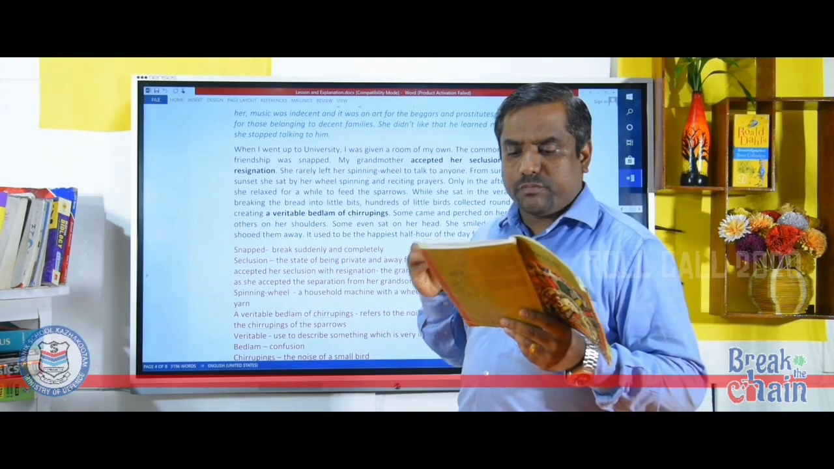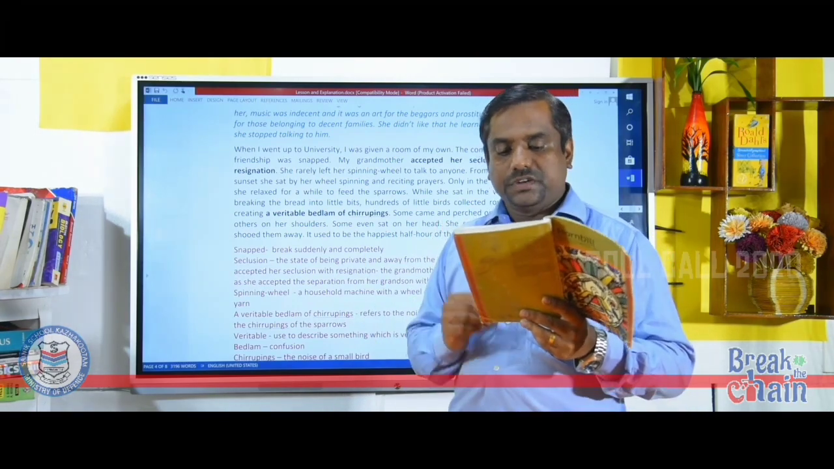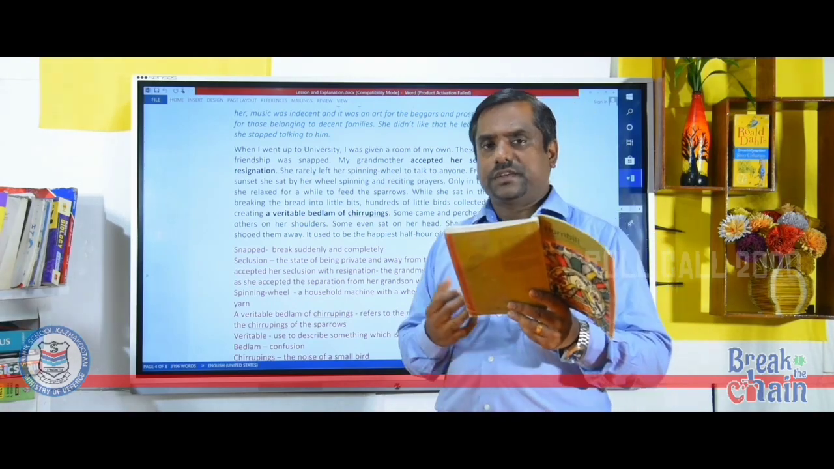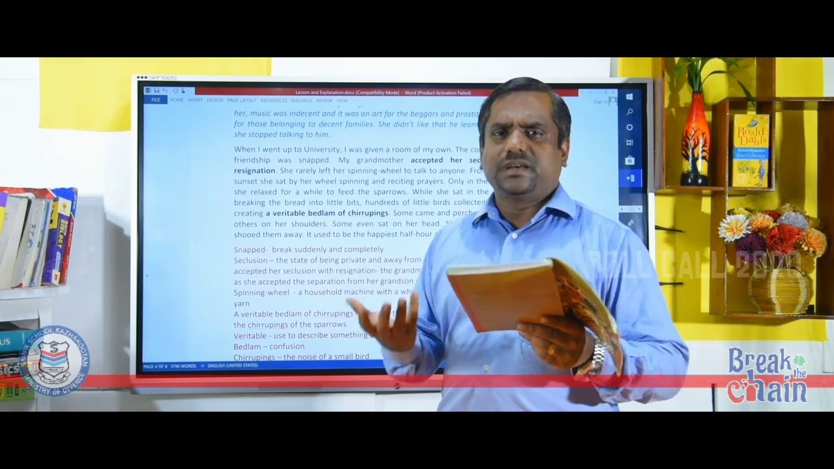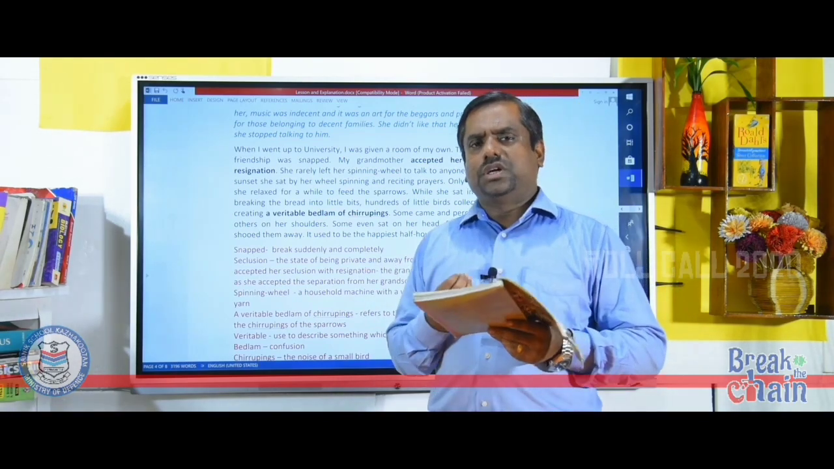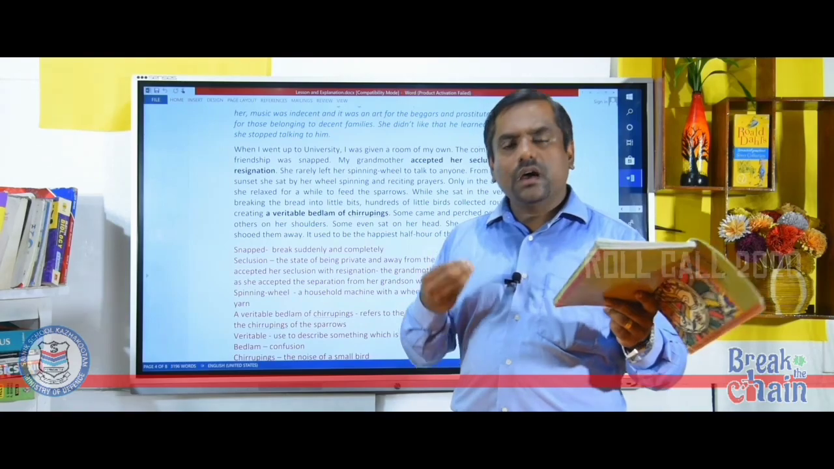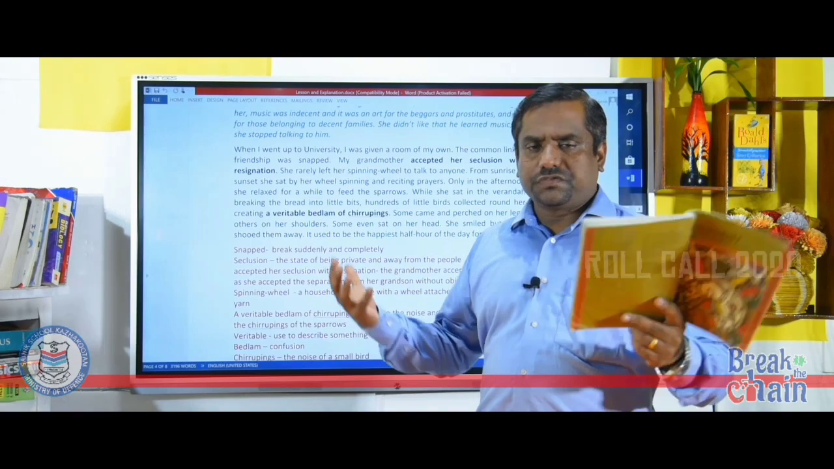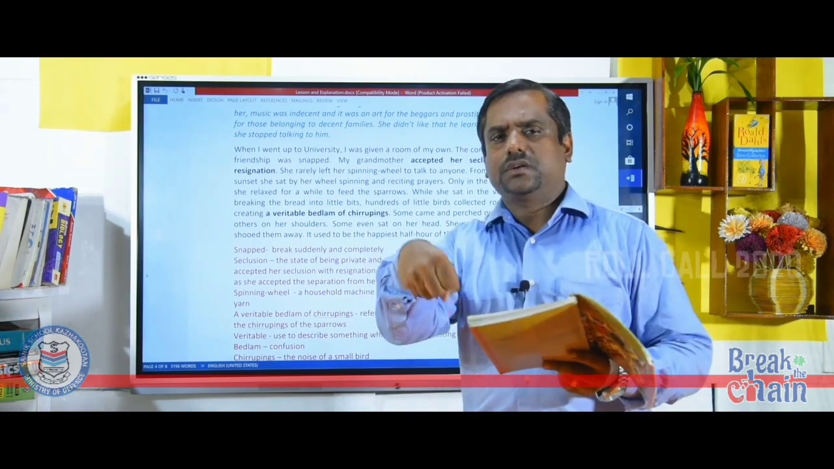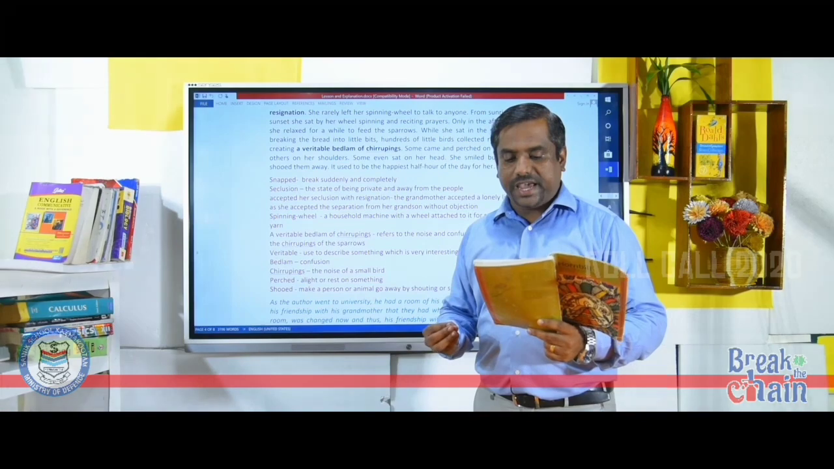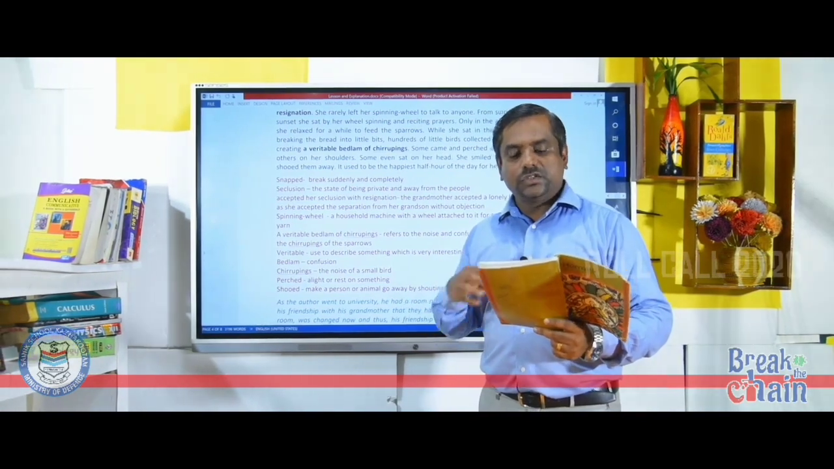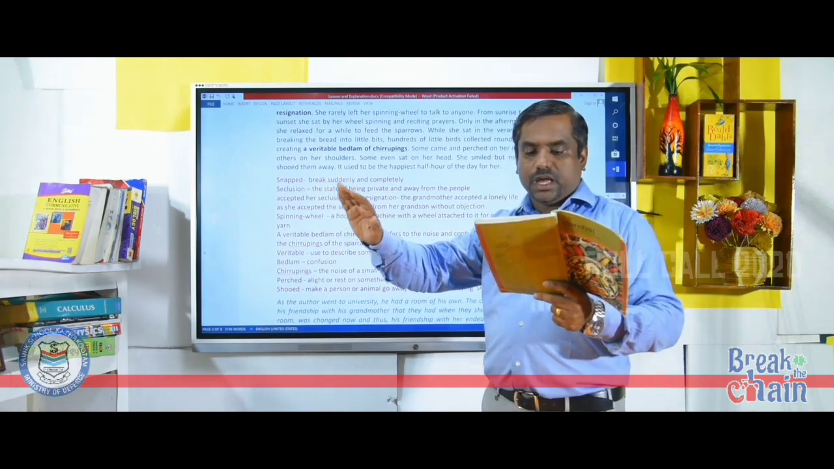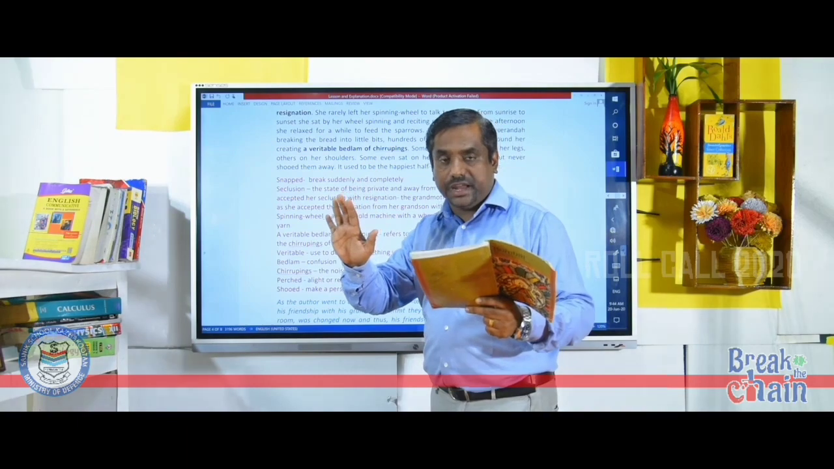While she sat in the veranda breaking the bread into little bits, hundreds of little birds collected around her, creating a veritable bedlam of chirpings. Veritable means something very, very strange, and bedlam is a kind of confusion. When the birds realize that somebody is feeding them, they come together and create a kind of havoc or confusion there. Some of the sparrows came and perched on her legs, others on her shoulders, some even sat on her head. She smiled but never shooed them away. It used to be the happiest half hour of the day for her.